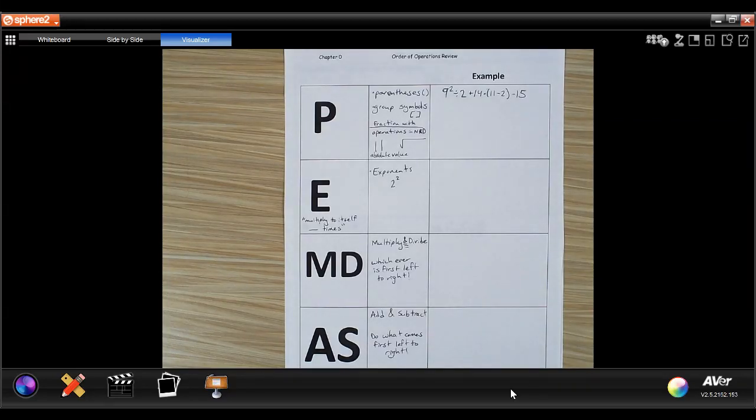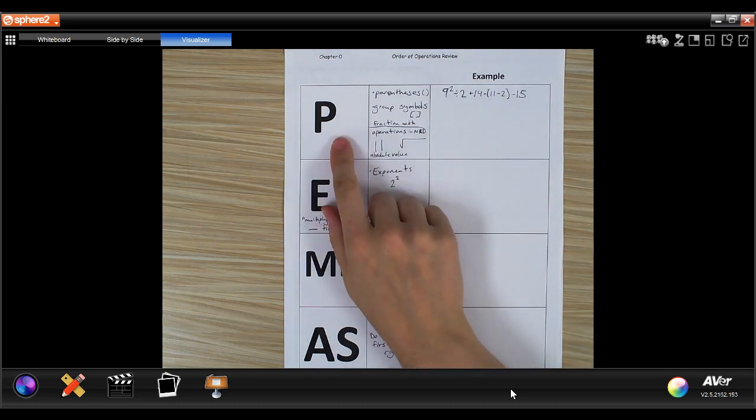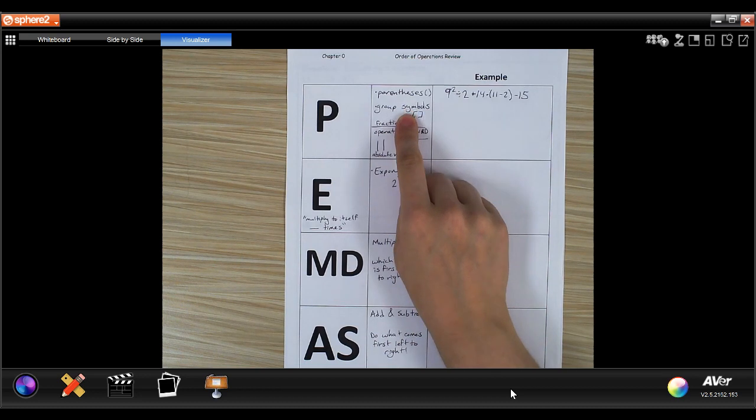All right, so I wanted to take some time to review some of the stuff that we have learned last year. So we are going to talk about PEMDAS, or the order of operations. So we know that the P stands for parentheses or grouping symbols. Some of us learned GEMDAS. It means the same thing.